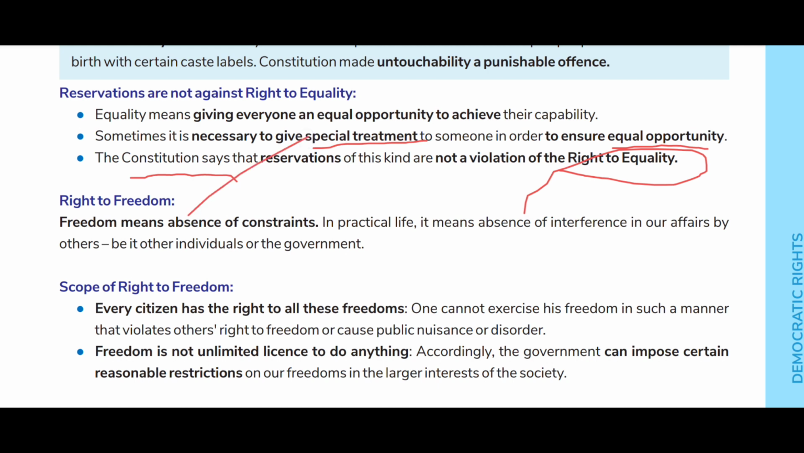Right to freedom. Freedom means absence of constraints. In practical life, it means absence of interference in our affairs by others, be it other individuals or the government. Scope of the right to freedom. Every citizen has a right to all these freedoms. One cannot exercise his freedom in such a manner that violates others' right to freedom or causes public nuisance or disorder. Freedom is not unlimited license to do anything.